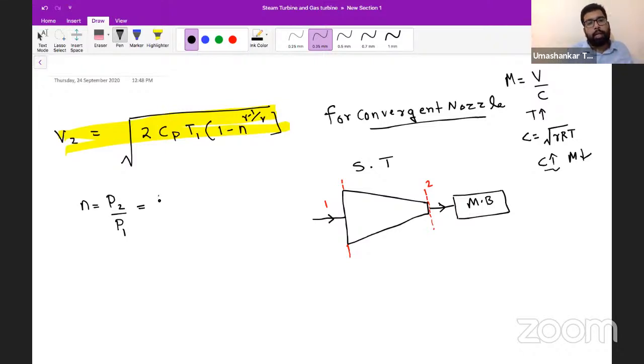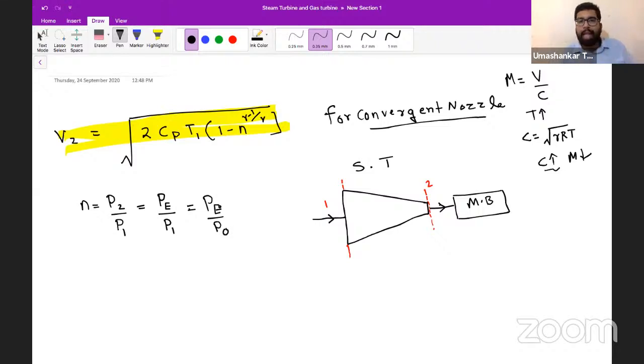I may call the pressure at the exit of the nozzle PE, and the entry to the nozzle P1, or sometimes P0. These are all the same thing, different nomenclatures used in different books. So do not get confused by it.